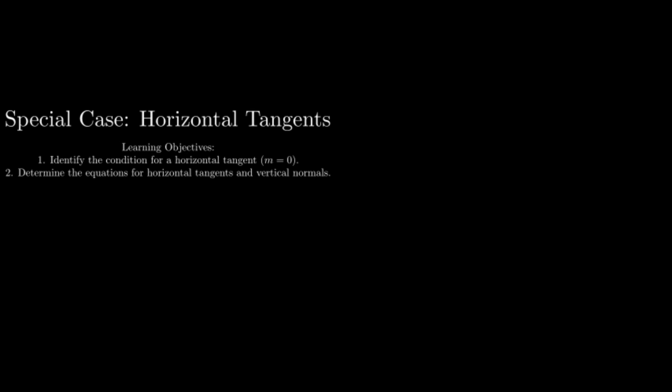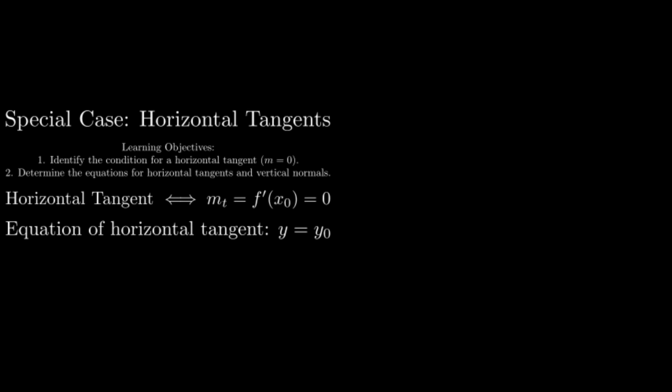A horizontal line has a gradient of 0. Since the tangent's gradient is given by the derivative, a horizontal tangent occurs when the derivative is equal to 0. So, if we calculate the derivative at a point x0 and find that it's 0, we immediately know the tangent line is horizontal. The equation of a horizontal line is simply y equals a constant. Specifically, it will be y equals the y-coordinate of the point of contact. So the equation is just y equals y0.